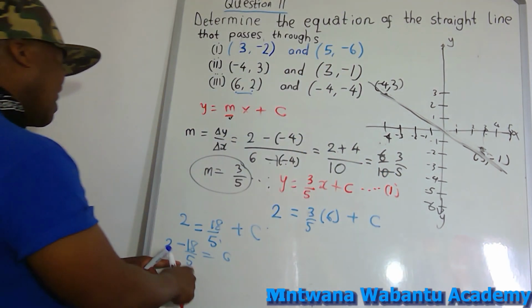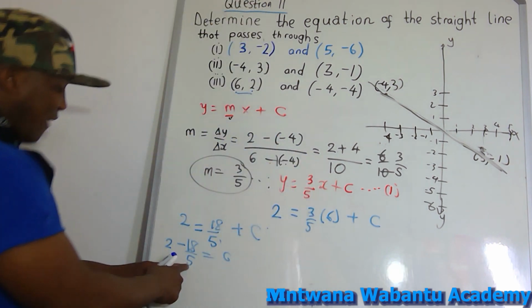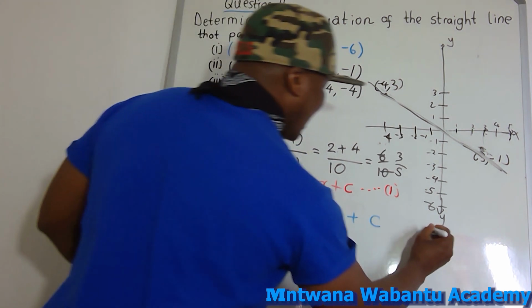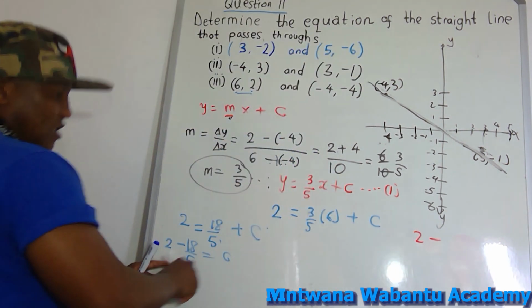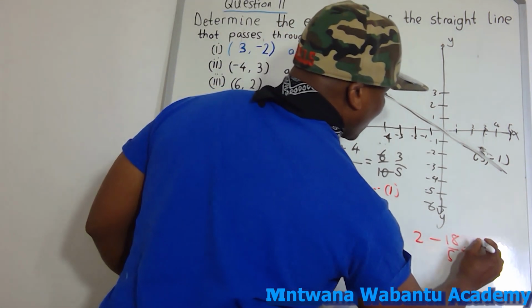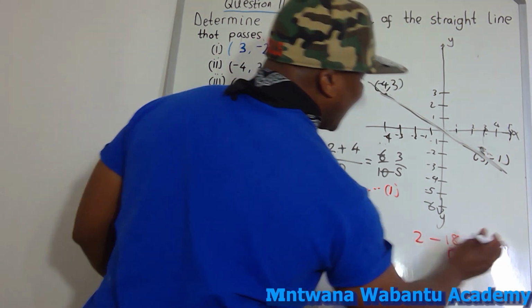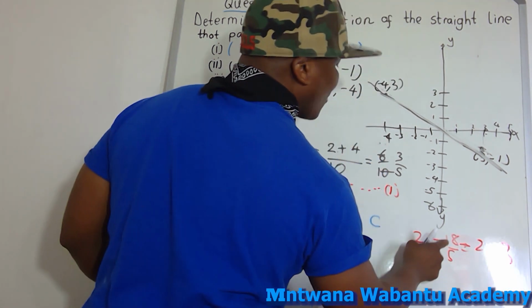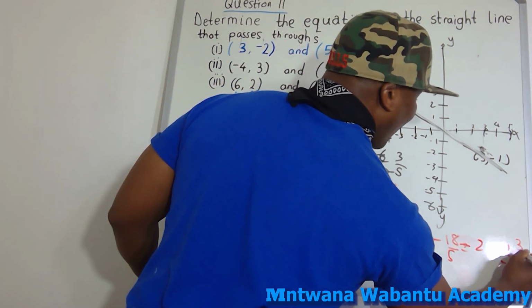Okay, 18 over 5 means 3. How many 5s in 18? There are 3. Look, it's 2 minus 18 over 5. I want to get an answer, so let me write the mixed fraction. So it's 2 minus, how many 5s in 18? There are 3, which is 15, and then I'll be left with 3 over 5.